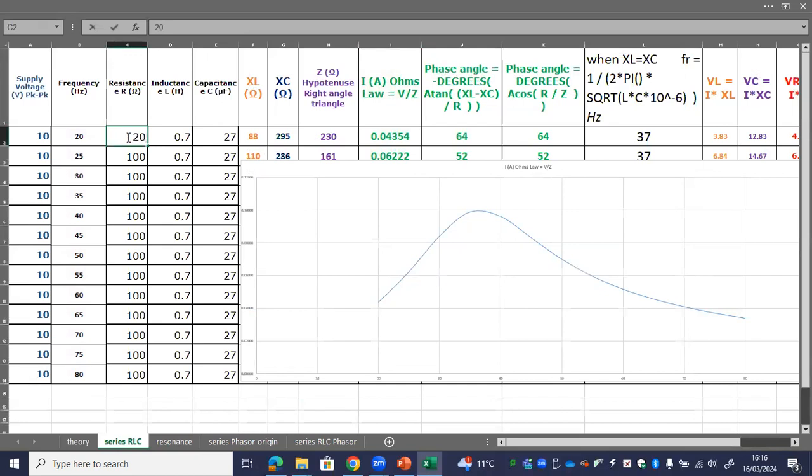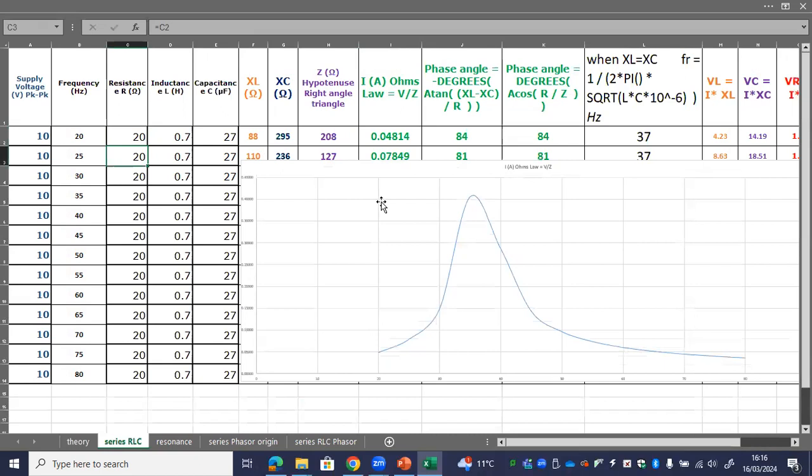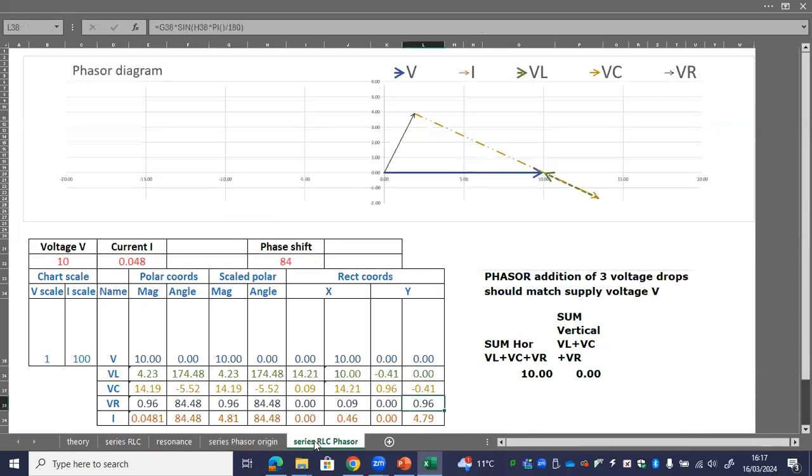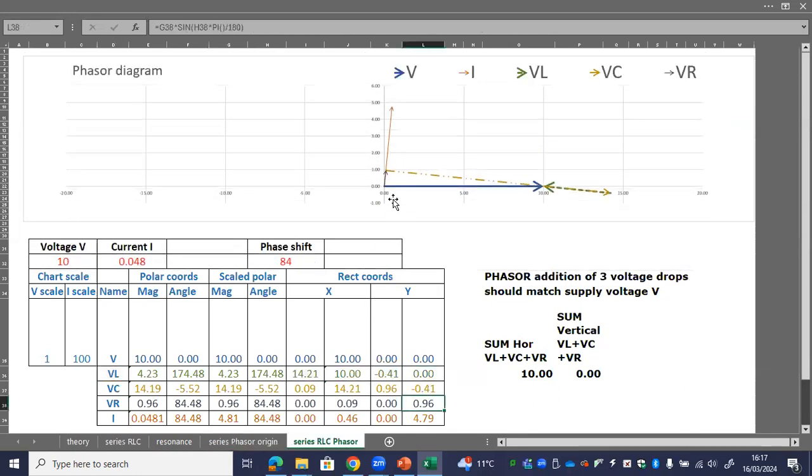So what if we change our R value lower? What we do is we get a more peaked response, which is increasing the Q factor. And if we go to our phasor diagrams, they automatically update. We go to the one that adds the three voltage vectors together. And again, they reach the end of the supply voltage, which they must do for the circuit to make physical sense. Thank you for watching.